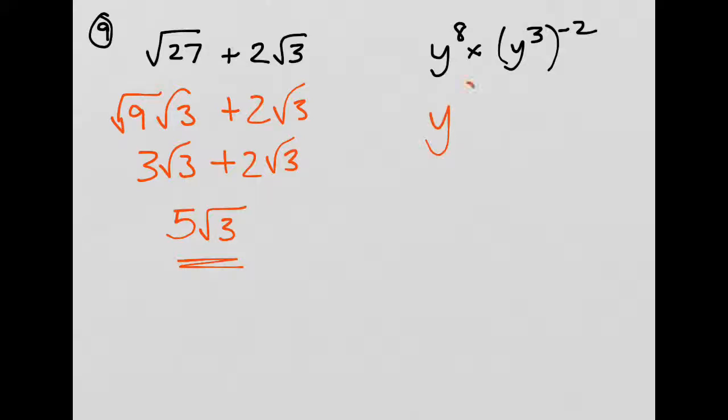Second part, let's deal with the brackets first of all. Now we have a rule which says when you've got a power raised to another power, you just multiply them together. So 3 times negative 2 is negative 6. And then for the last part of the question, you've got another rule that says that when you multiply, you just add the powers, and 8 add negative 6 is y squared.